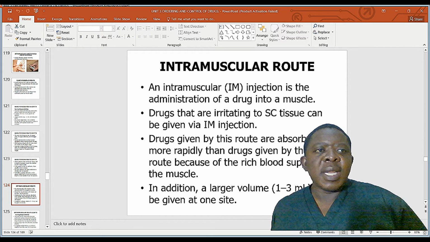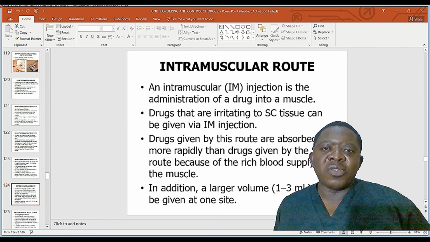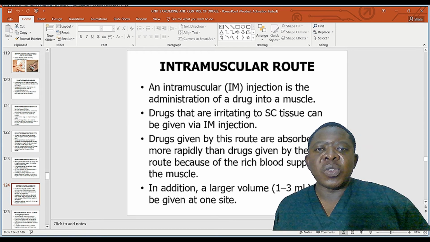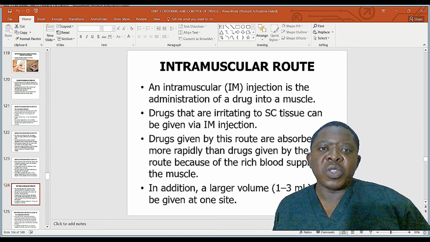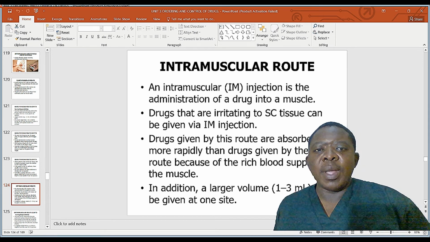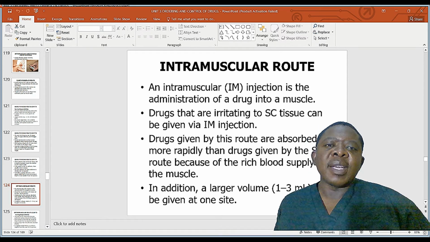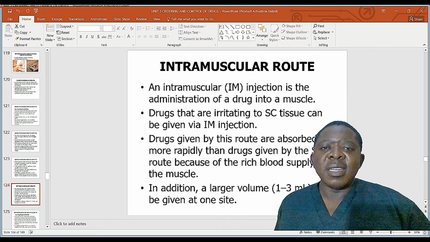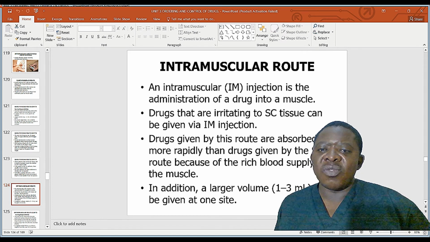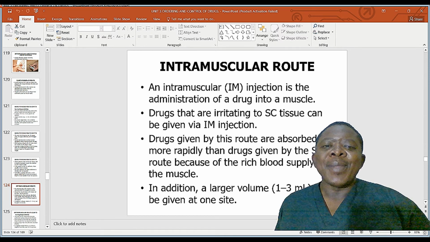Okay, so now let us talk about the intramuscular route of drug administration. An intramuscular injection is the administration of a drug into a muscle. Drugs that are irritating to subcutaneous tissue can be given via intramuscular injection. Drugs given by this route are absorbed more rapidly than drugs given by the subcutaneous route because of the rich blood supply in the muscle.